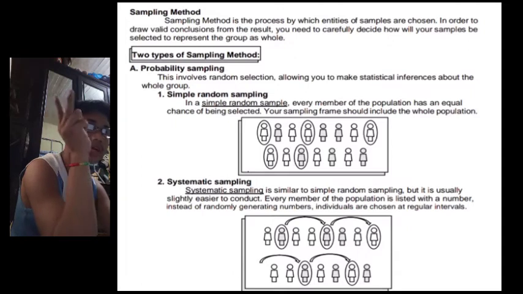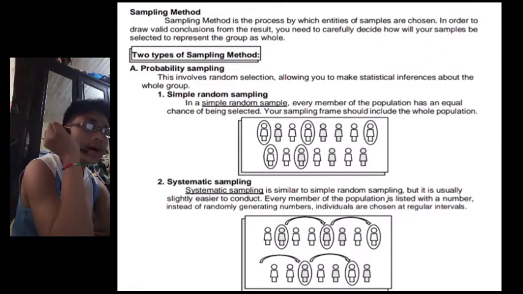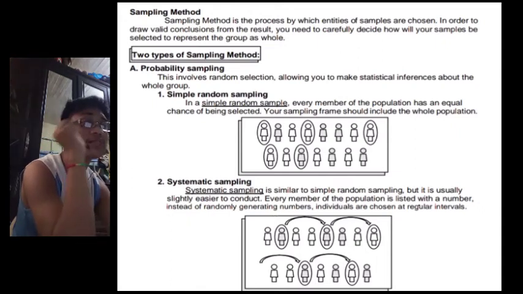Second one is systematic sampling. Systematic sampling is similar to simple random sampling, but it is usually slightly easier to conduct. Every member of the population is listed with a number instead of randomly generating numbers. Individuals are chosen at regular intervals. As you can see, in simple, it may be random.